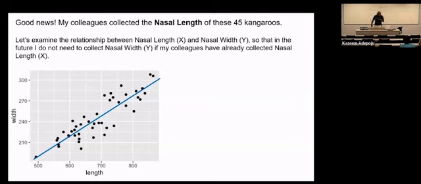Okay, so that is also what I said was good news. My colleague collected the NASA length of these 45 kangaroos. But let me tell you, the same kangaroos. This NASA length is coming from the same 45 set of kangaroos that you actually observed the NASA weight. Does that make sense? Okay. Now, we're going to call the NASA length X. We call the NASA weight Y. Does that make sense? Okay.